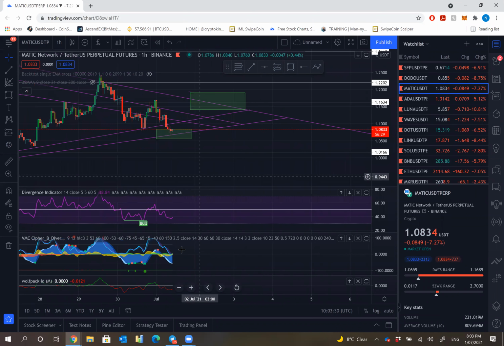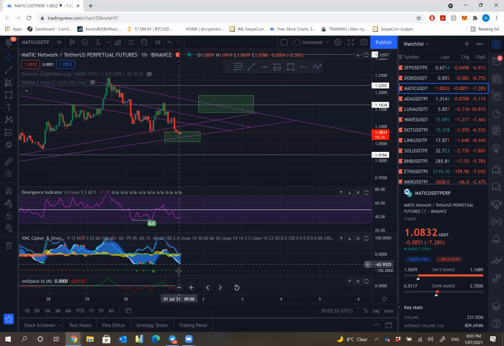But even on the 1 hour, right here, I've got no green dots. I've got no confirmation that there's going to be a market reversal. Money flow is flowing in, but on my wolf pack, it's not green. It's not above 1. So there is no confirmation for me to actually enter this trade.